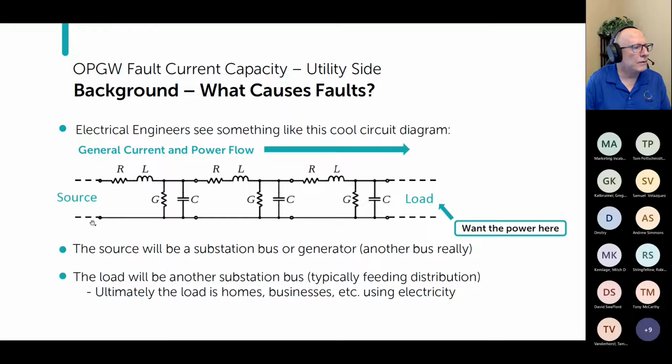In a transmission line, the source is a substation bus or a generator, but generators aren't connected directly to transmission lines. They too are generally connected through another bus. So really it's a bus. And the load could be another substation bus. So you've gone from a transmission substation to maybe a distribution substation, and there's a bus there. But that bus is feeding ultimately a load that is comprised of our homes, our businesses, and other entities that are using electricity. And the big point is that you want that power to get to your load.